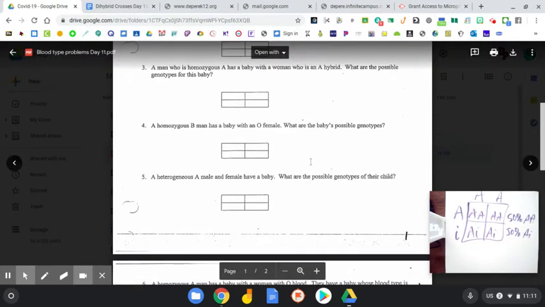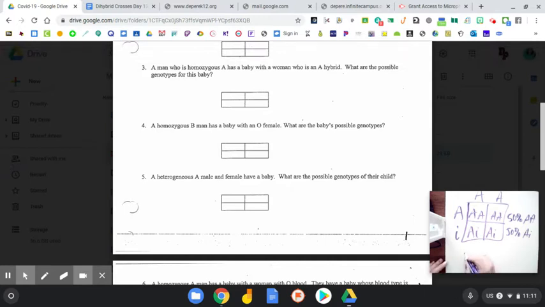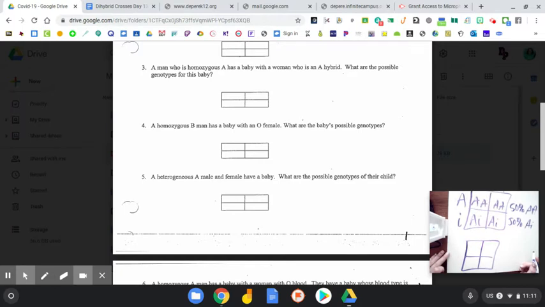If we go on with the problems, a homozygous B man has a baby with an O female. What are the possible genotypes? So homozygous B, big B, big B, and little i, little i for the woman. And then the only possible genotype for their child would be all big B, little i. So that would be the genotype. What would be the phenotype of this? It would be type B blood.